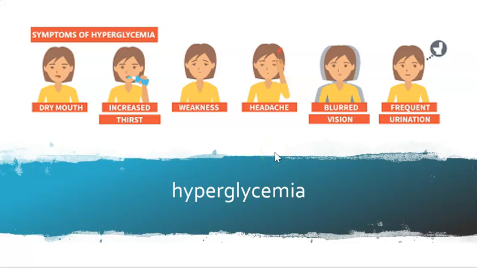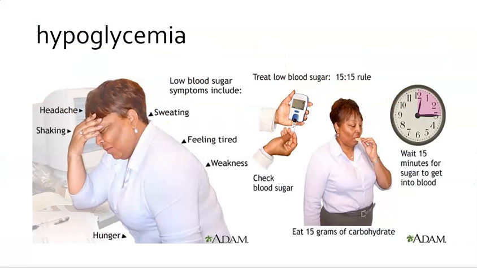With hyperglycemia, these patients are going to have polydipsia, polyuria, they could have a headache. We want to really monitor those highs. They could be going to the bathroom all the time. They could be really thirsty, with dry mouth and blurred vision. There's a whole lot of factors that are associated with hyperglycemia. Then on the flip side, we've got our hypoglycemia.